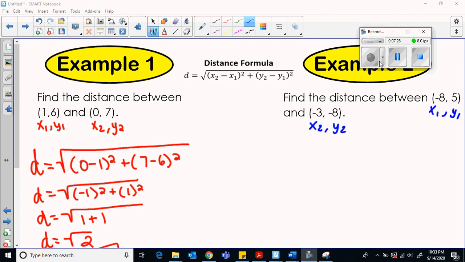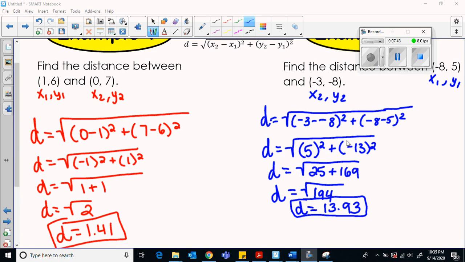So again here, I went ahead and labeled my points. We had all the values plugged into the distance formula, and we're going to follow the order of operations. After following through with the order of operations, making sure to take the square root at the end, we end up with 13.93 units. Okay, and that's it. Now you know all the ways to find the distance.